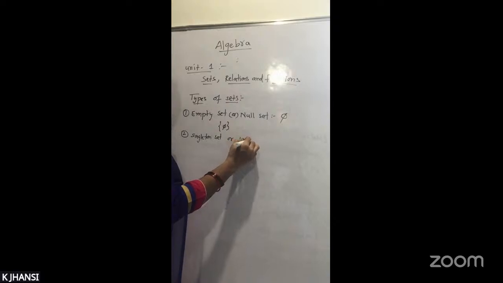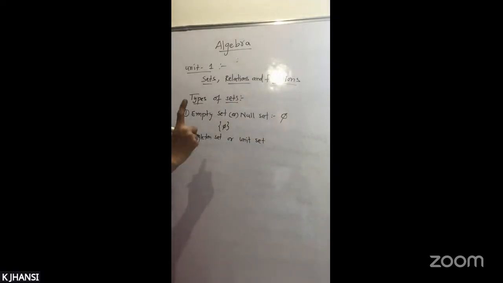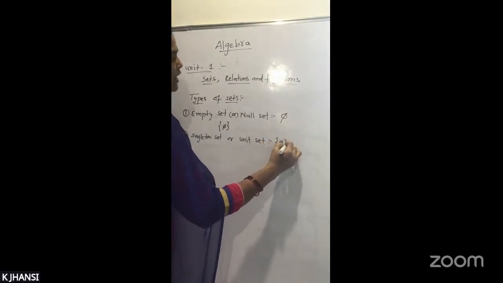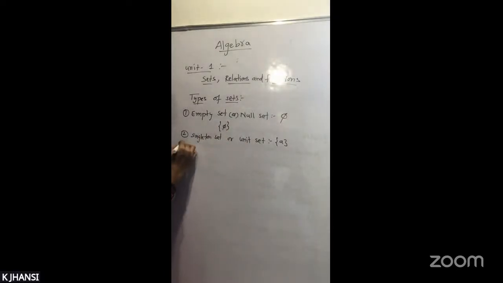Or we call it a unit set. Unit set or singleton means only one element. So that set is called a singleton set. You can write R1 or anything. Okay, so next, the third one is the finite set.